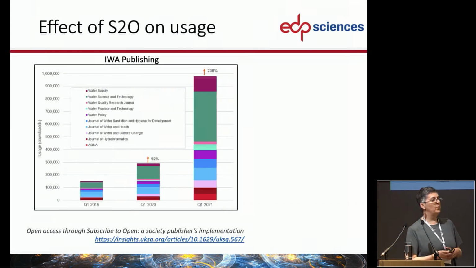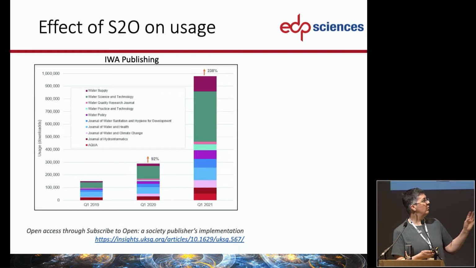Effects of subscribe to open on usage. This is a report that was published recently by IWA Publishing, the International Water Association. They've shown that going from subscription-based publication to open access in 2021, there was an explosion, let's say, of usage of their content, which shows the benefit of opening the content in general.